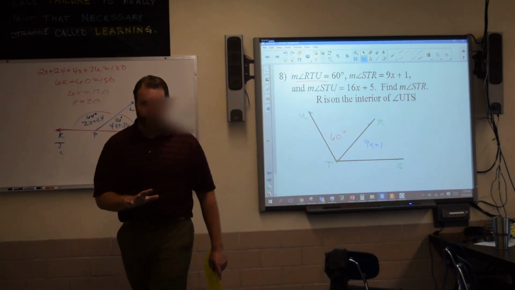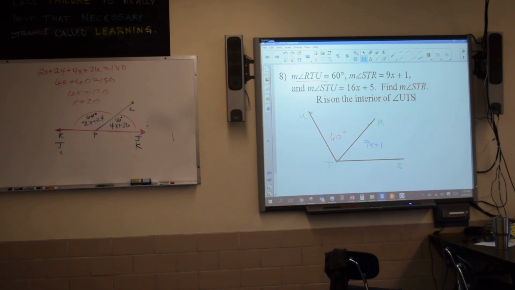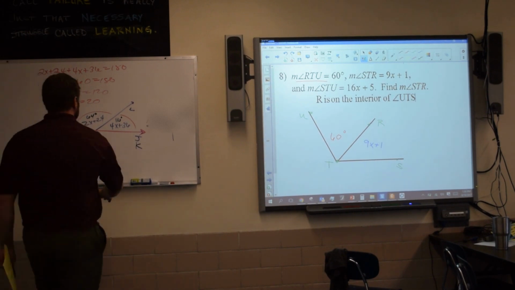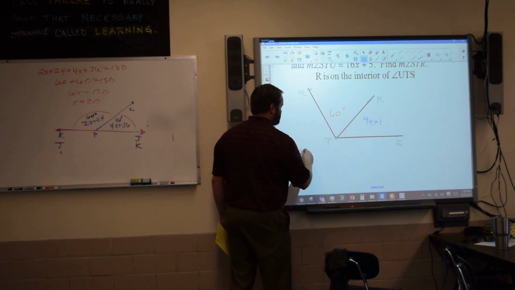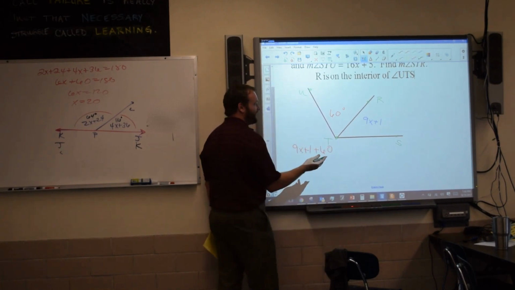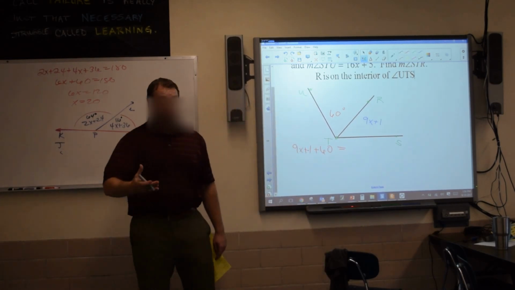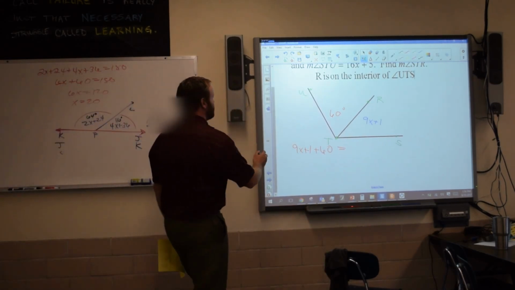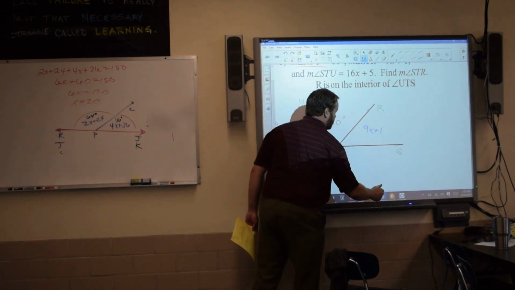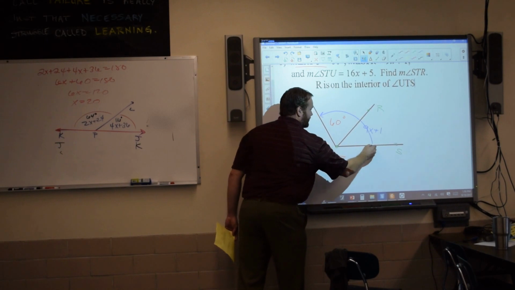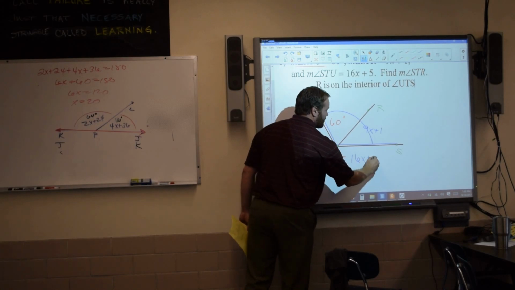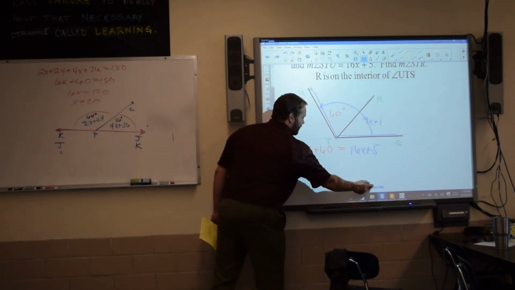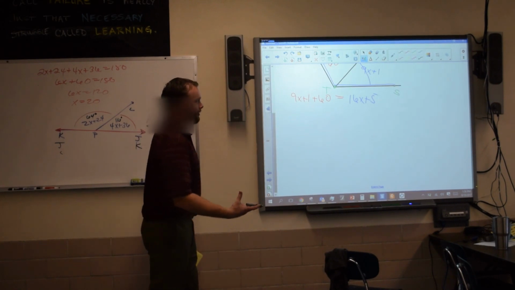Okay. STR, so we'll find STR, which is S to T to R, that's 9x plus 1. Now before I go any further, are those the two smaller angles? Are those the two that you're going to add together? Alright, so let's add those together. So I got 9x plus 1 plus 60. Those are the things I'm adding together. Well, if I add them together, I got to know the total, right? The total they're telling you is S to T to U. So the total is that angle right there, from S to T to U, and that's 16x plus 5, right?